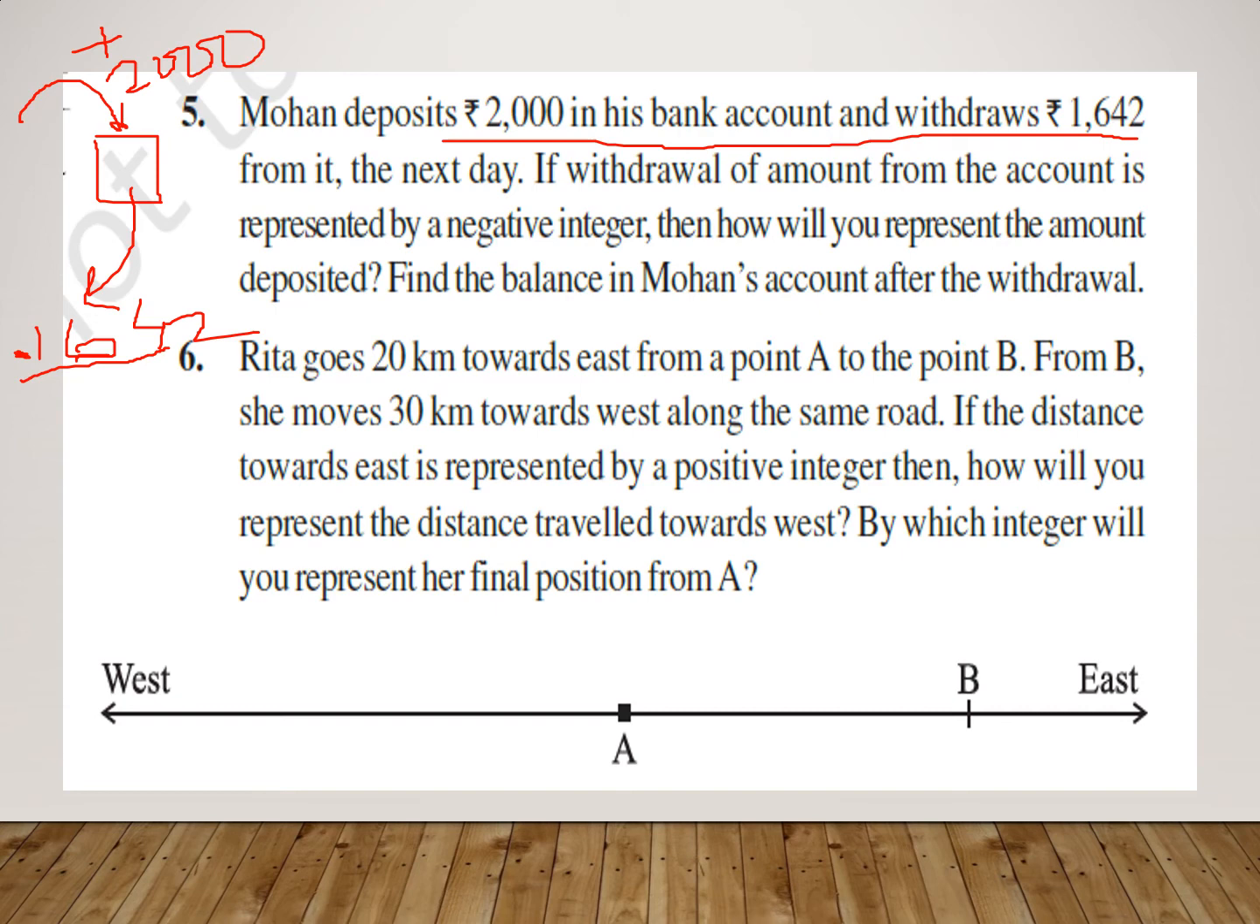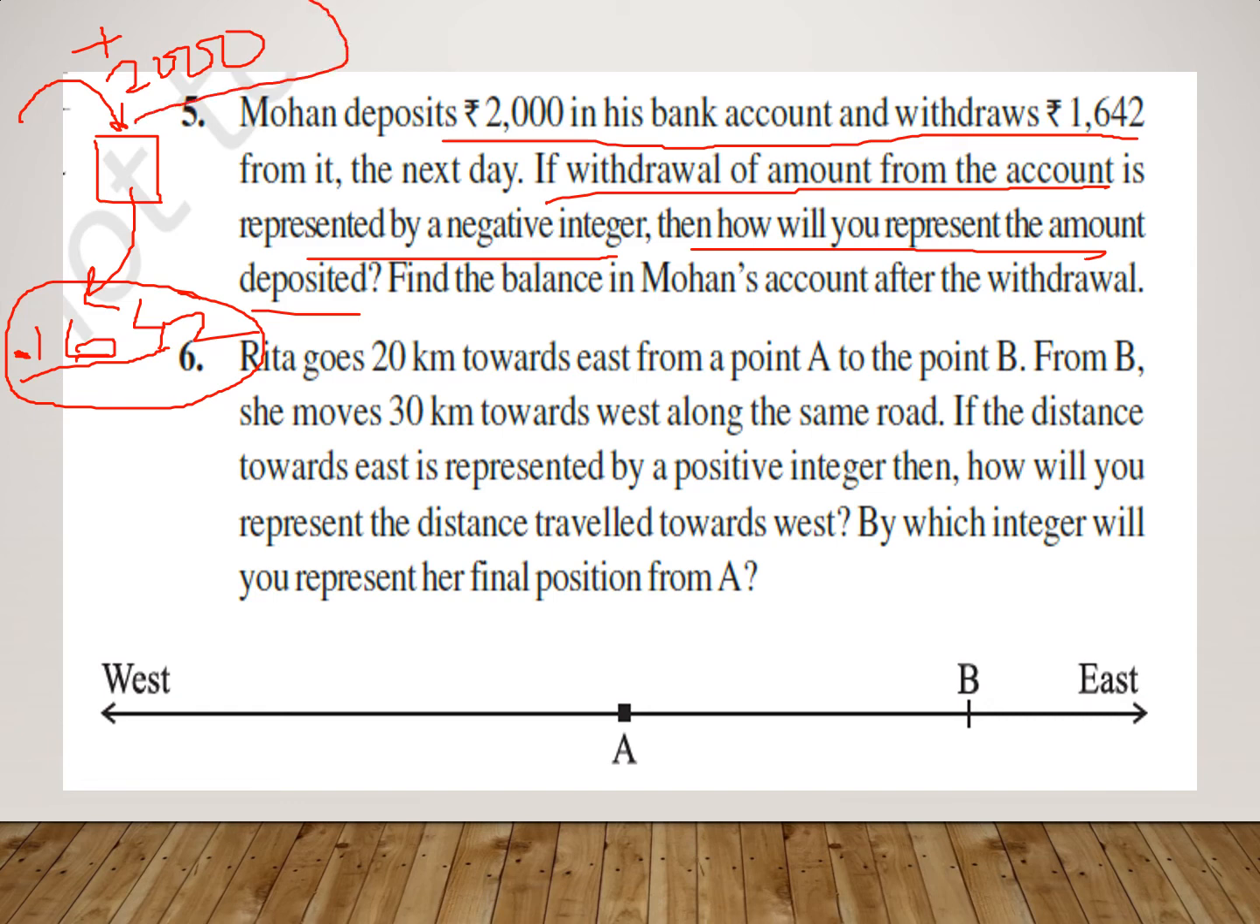Now, if withdrawal of amount from the account is represented by a negative number, as we have already taken it negative, then how will you represent the amount deposited? Obviously, if the amount withdrawn is shown by negative, the amount deposited will be taken as positive. No doubt about that. What is being asked now? Find the balance in Mohan's account after the withdrawal.